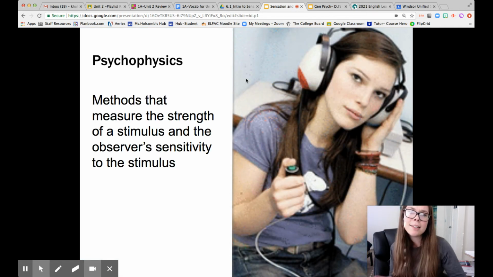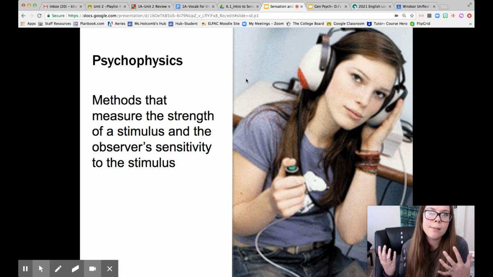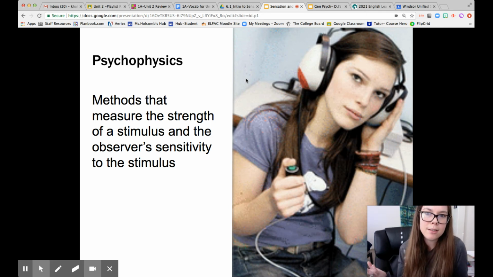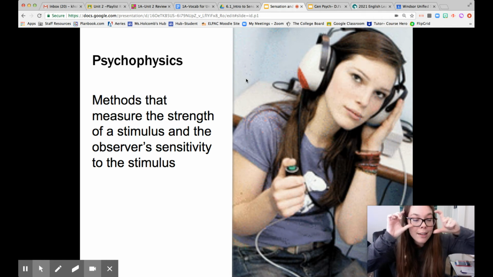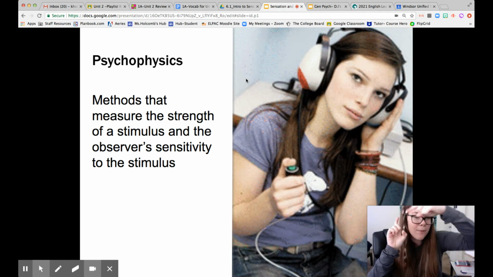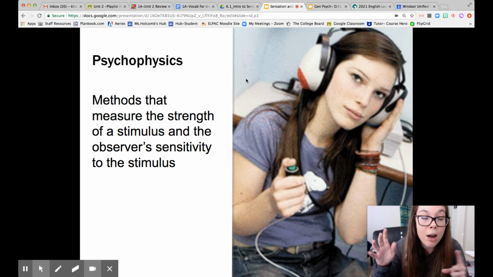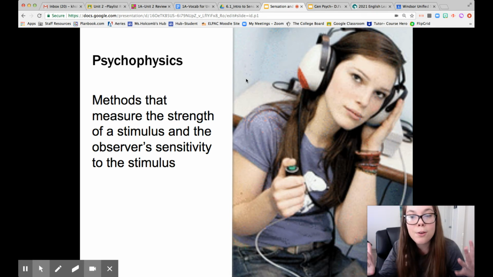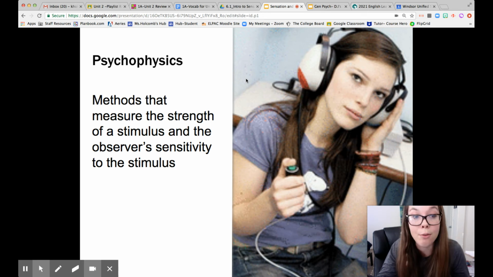So psychophysics is a vocab term, and it is essentially methods that measure the strength of a stimulus on our sensitivity. If you've ever had an eye test, they try to see how far you can see or what you can pick up. They're looking at how sensitive your eyes are to how much stimulus they can pick up around you. So psychophysics is all about testing someone's sensitivity to the stimuli around them.